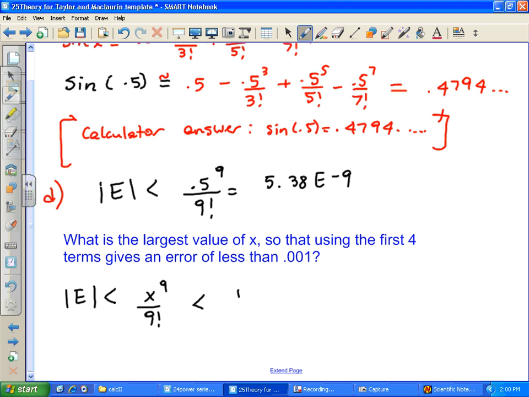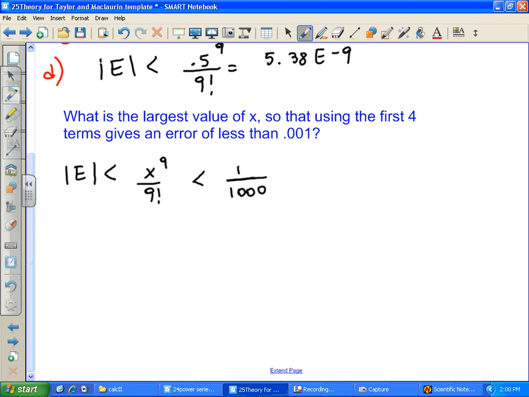0.001, which is 1 over 1,000. Can you determine what x should be? What's the largest x can be? At the moment, assume it's an equal sign and solve for x. So basically, x will have to be less than that value. So x to the 9 should be less than 9 factorial over 1,000. And x should be less than the 1/9 power of that. Let's see what that is.